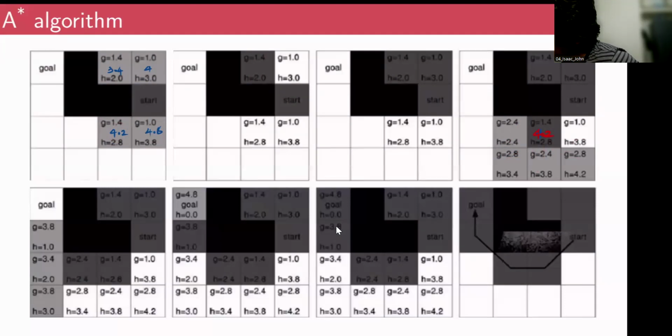So the total cost of this would be 2.4 plus 2.4. This is 4.8. This is 3.4 plus 2.8. This will be 6.2. Then this is 3.8 plus 2.4. This is again 6.2. Then 4.2 plus 2.8. This is 7, I believe. Right? Now, once we have estimated all the total cost, in this case, this is 3.8 plus 1.0, that is 4.8.